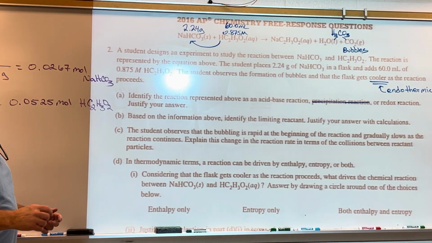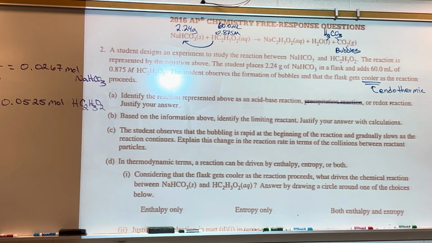Alright, so now let's look at D. In thermodynamic terms, this is where we're now getting into this unit. A reaction can be driven by enthalpy, entropy, or both. Considering that the flask is cooler as the reaction proceeds, what drives the chemical reaction between the two? Answer by drawing a circle around one of the choices below. And then part 2 is justify your answer. If it says draw a circle, draw a circle.